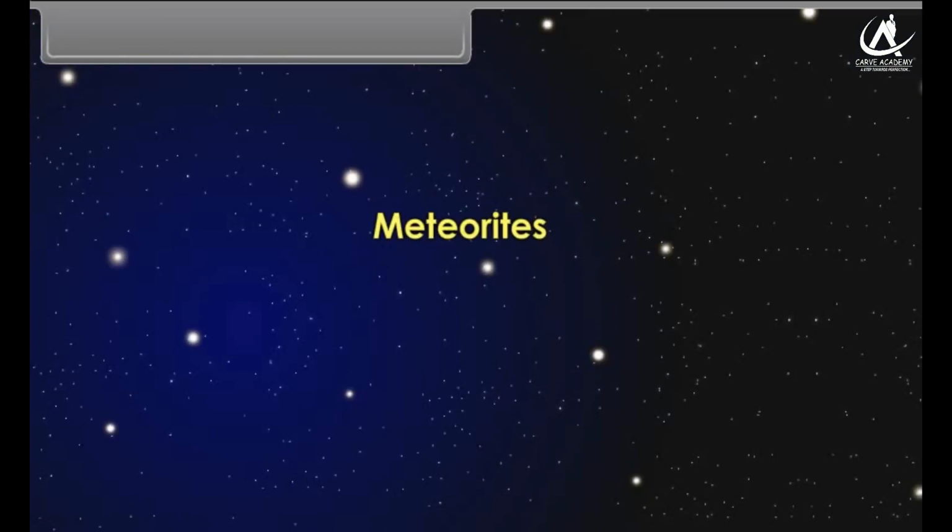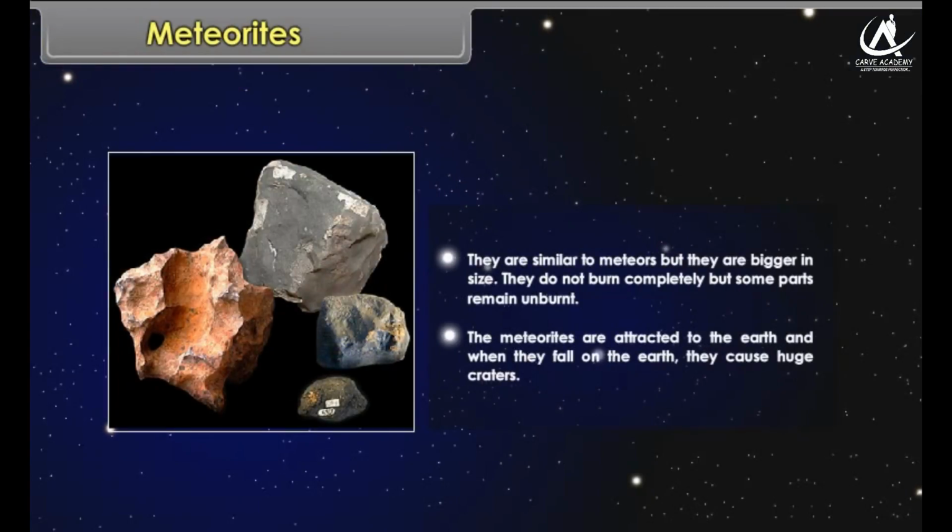Meteorites. They are similar to meteors, but they are bigger in size. They do not burn completely, but some parts remain unburnt. The meteorites are attracted to the earth, and when they fall on the earth, they cause huge craters.